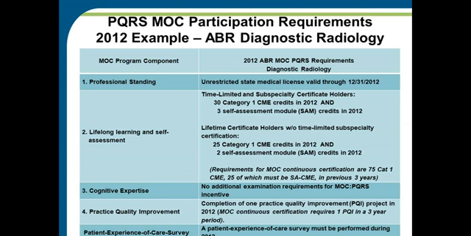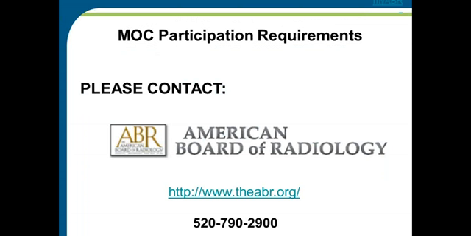So what would be more frequently is that your Cat 1 CME credits and your self-assessment credits are above what is required for maintenance of certification, for continued certification. And a practice quality improvement project must be completed in the 12-month reporting period. Also, a patient experience of care survey must be performed during the reporting period. And if you would like more information, you can contact the ABR and look for their announcements of the 2013 PQRS incentive.